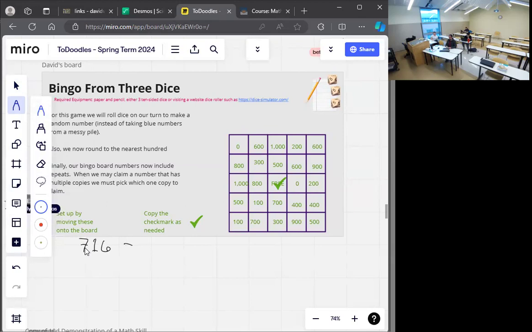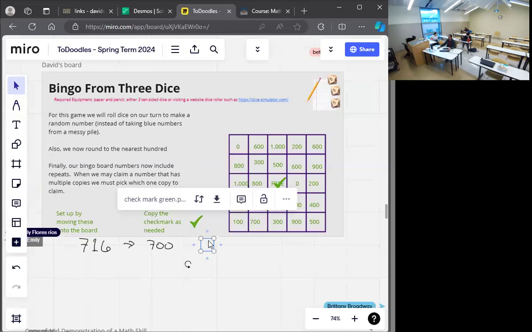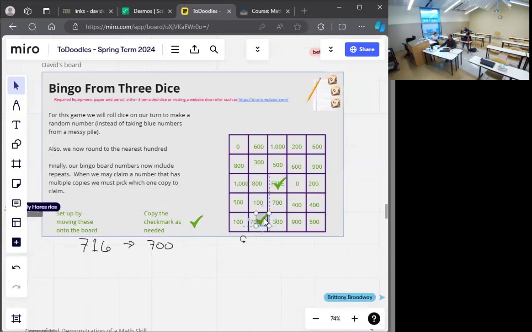716. So how is that one going to round to the nearest hundred? 700. 16 isn't big enough to be close to 800. So copy and paste a check mark. How do you copy and paste that? Control C and Control V. And cover, you should have two 700s, so pick one of them to cover.